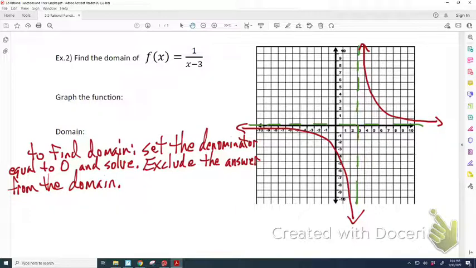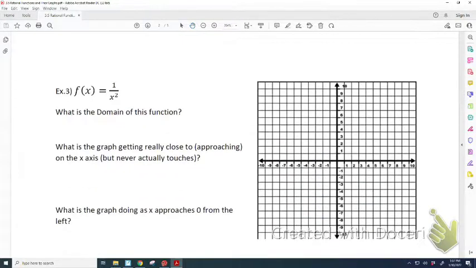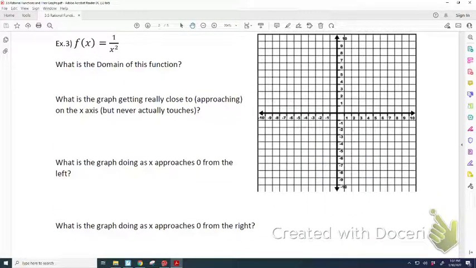So the denominator is x minus 3 equal to 0. Solve it. I get 3. That's what I don't include in my domain. So domain is all numbers except 3. All right, let's try one more. Very similar to number 1. This time it's 1 over x squared. And just like number 1, if I was to plug a 0 in there, that would be really bad.